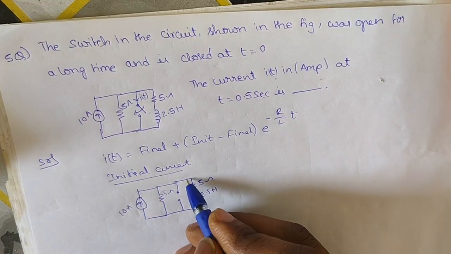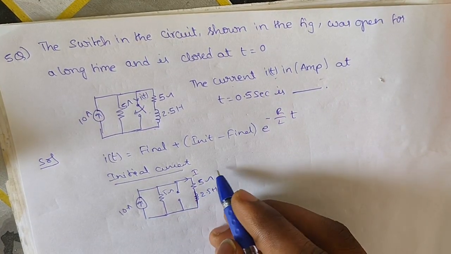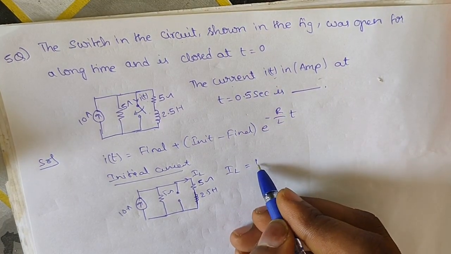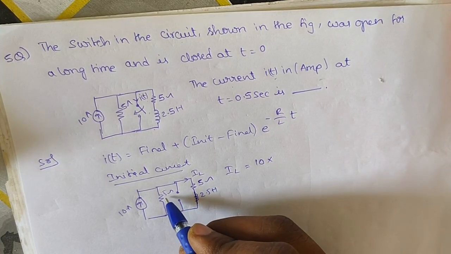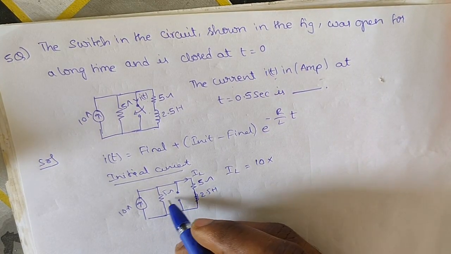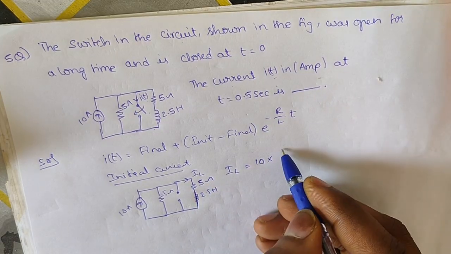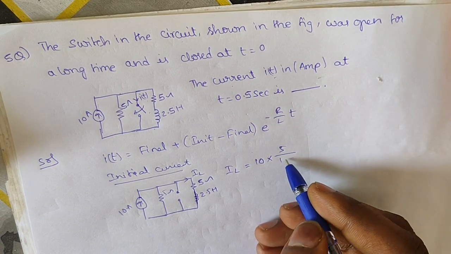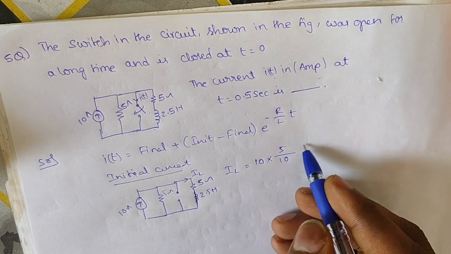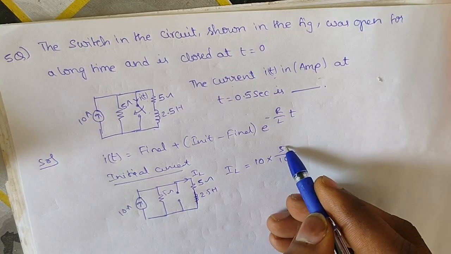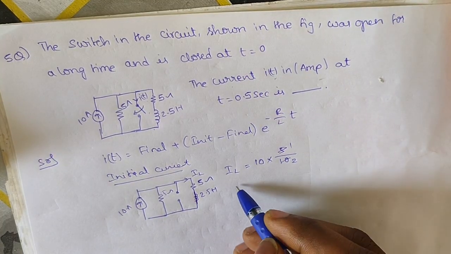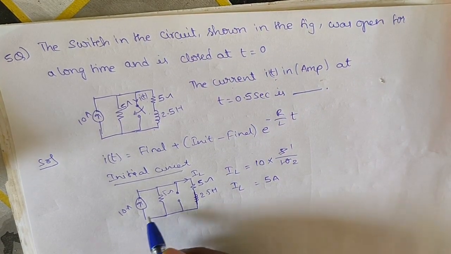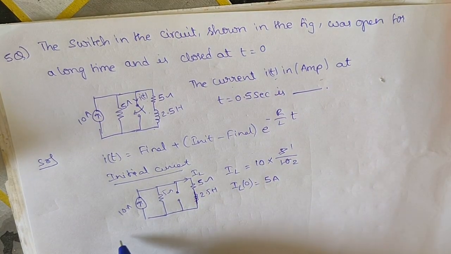As the resistances are the same, the current flowing through this inductor, let us say IL. IL value is 10 into, they both are same resistances, or we can apply the current division rule: the opposite resistance 5 by the total resistance 10. Then 5 ones are 5, twos are... IL will be 5 amps. This is the initial current, IL of 0.